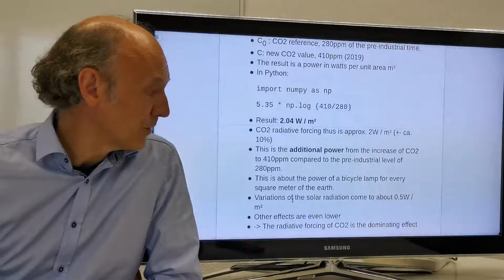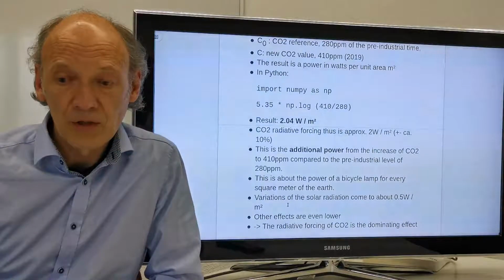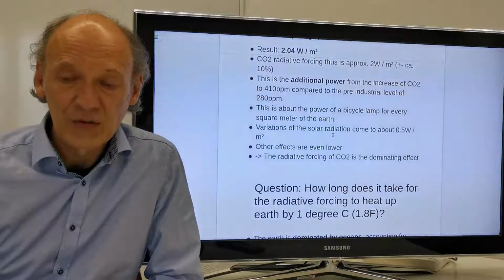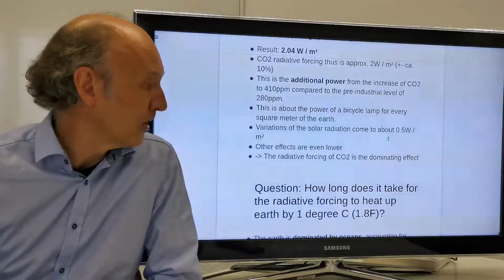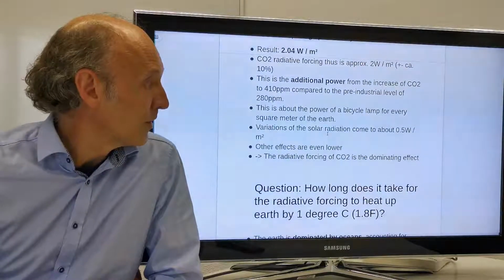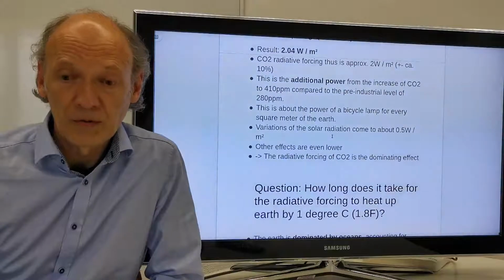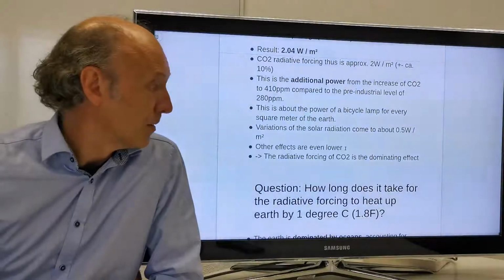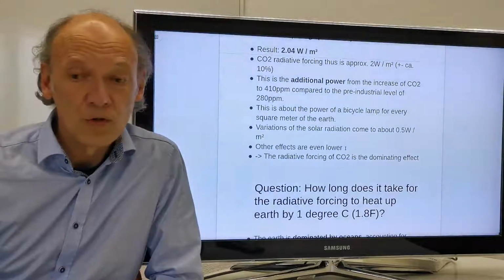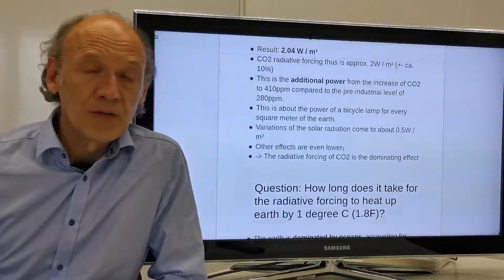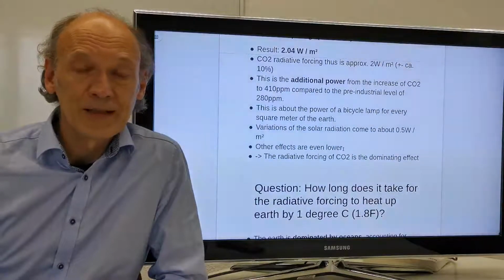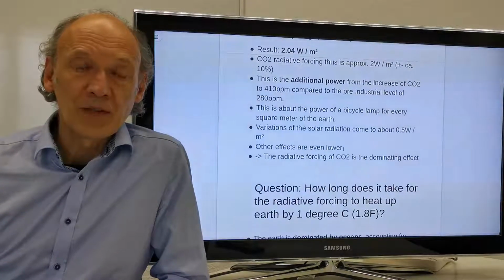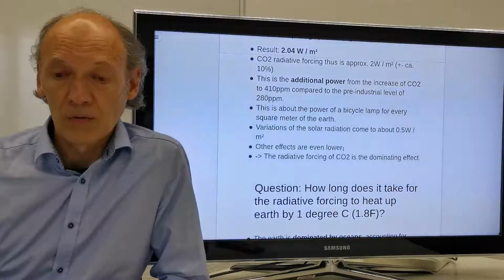We can also compare it to variations in solar radiation. The sun is not constant all the time. There are slight changes, but that comes only to about 0.5 watts per square meter. So it's not as much as the radiative forcing of CO2. There are also other effects, but these are even lower. So again, for our estimation, we concentrate on the dominating effect, and the dominating effect here is the radiative forcing of CO2. This basically dominates how our atmosphere, how Earth is heating up.